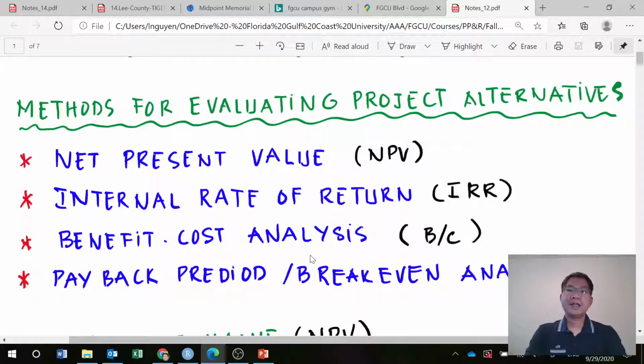From the last few lessons, we learned different methods for evaluating project alternatives, including net present value (NPV), internal rate of return (IRR), benefit cost analysis (B over C), and the payback period, also known as break-even analysis. And for this lesson video, I want to give you a big picture of how to evaluate mutually exclusive alternatives using the methods that we have learned.